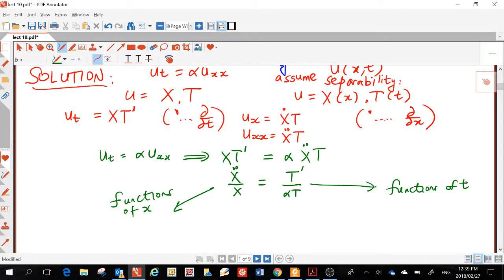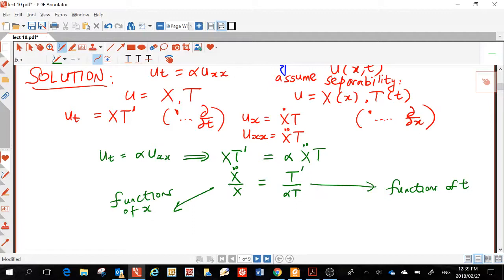x sine x equals ln t. Can't be possible. I mean, how can that be? There's only one time that can happen. When is that? There's only one way that a function of x can equal a function of t. There's only one possibility. If both were constants.